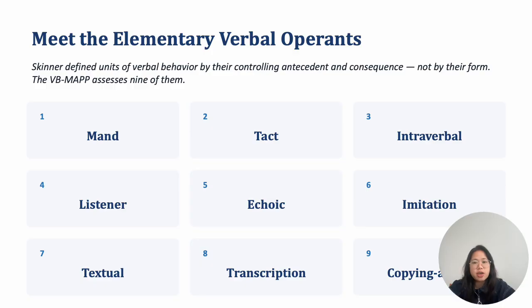Skinner suggests a complete language repertoire is made of several different types of speaker and listener behaviors. At the core of his functional analysis is the distinction between the mand, the tact, and the intraverbal, 3 types traditionally all lumped together as expressive language, a practice Skinner argued masks important functional distinctions. Beyond those 3, his analysis also includes listener responding, the echoic and imitation, and textual transcription and copying a text relation. So that's 9 elementary verbal operants total, and the VB-MAPP assesses all of them. Let's go through each one.